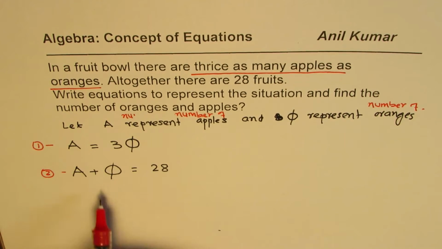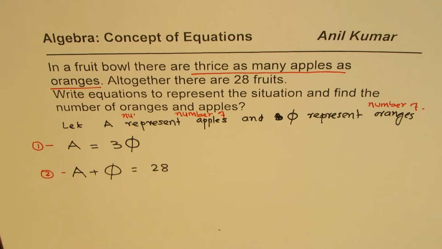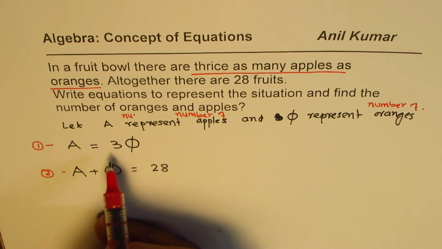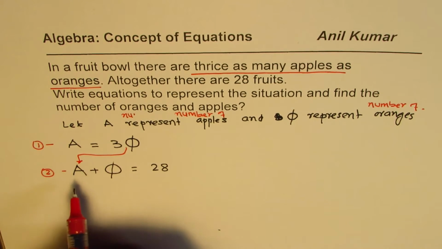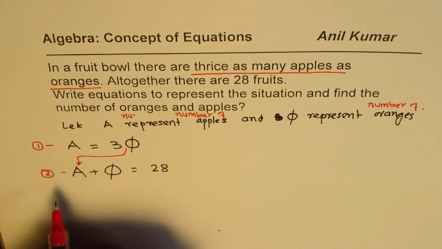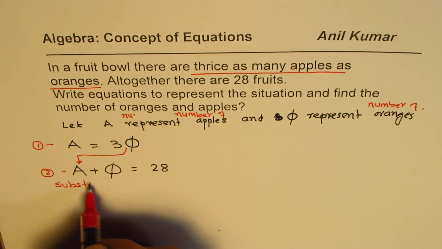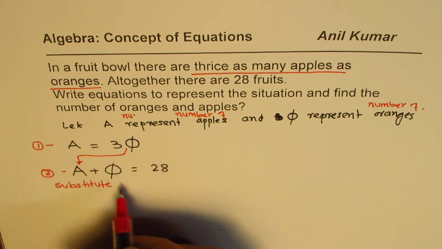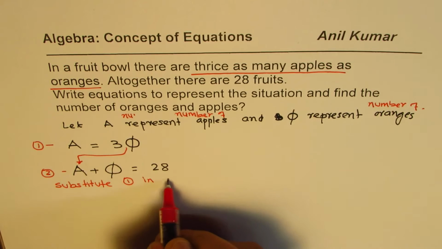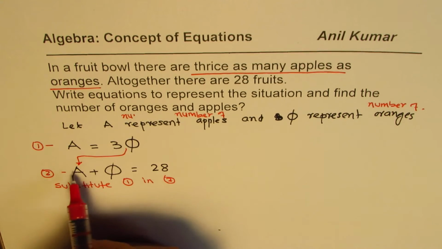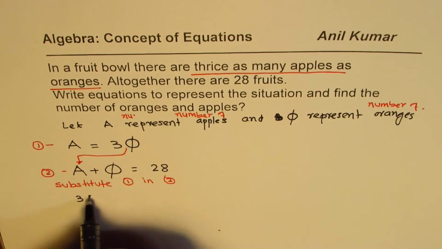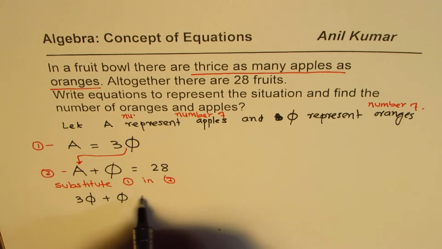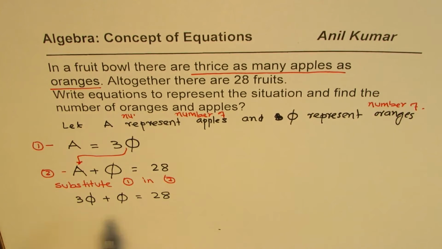If you have two unknowns and two equations, you can always find their value. Now in this case, A is 3 times oranges. We can substitute this value here. So we'll have an equation in one variable, correct? So we'll substitute. We write number of apples, say equation 1 in 2, right? So it means we're substituting A from equation 1 in 2. So we get, instead of A, I'll write 3 oranges, right? So 3 times oranges plus oranges is equal to 28. So that is the equation we get. And this equation is in one variable.